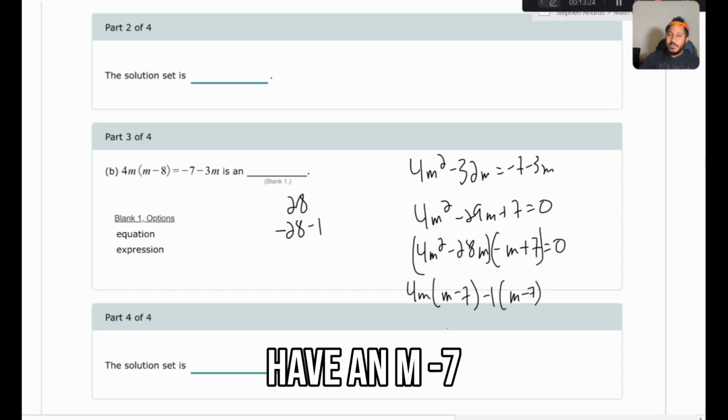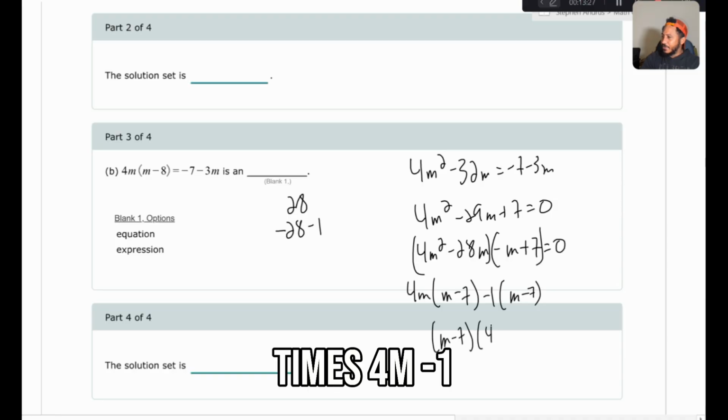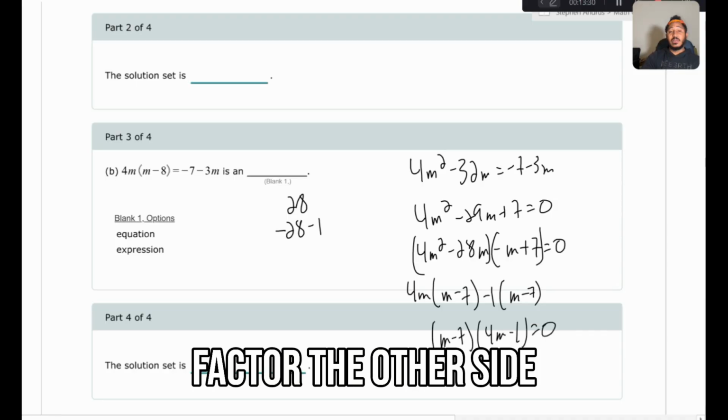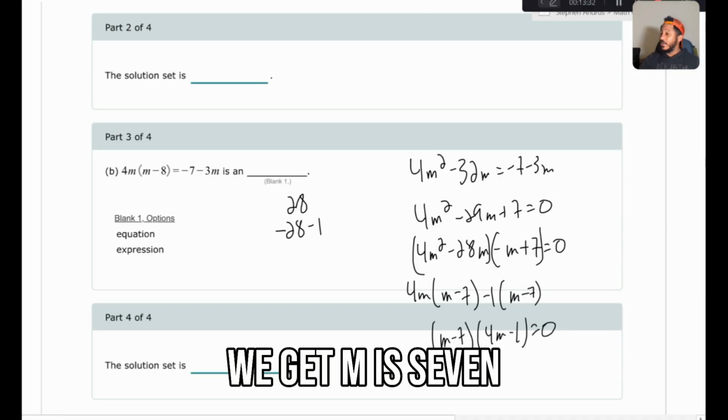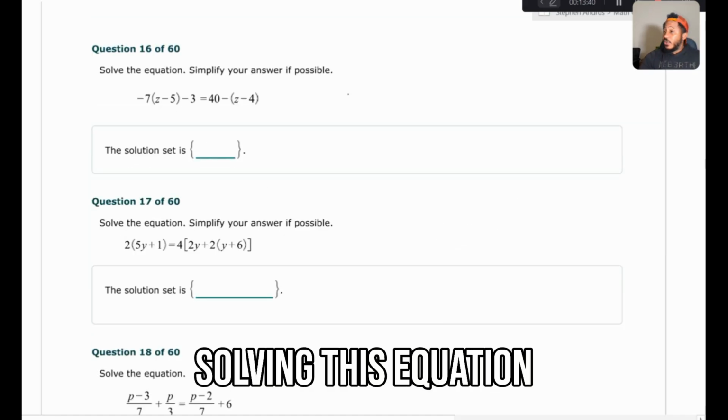And now they both have an m minus 7. So m minus 7 times 4m minus 1. So we have 0 on one side and the factors on the other side. Now set each one equal to 0. We get m is 7. Solving this equation, again, it's a linear equation.